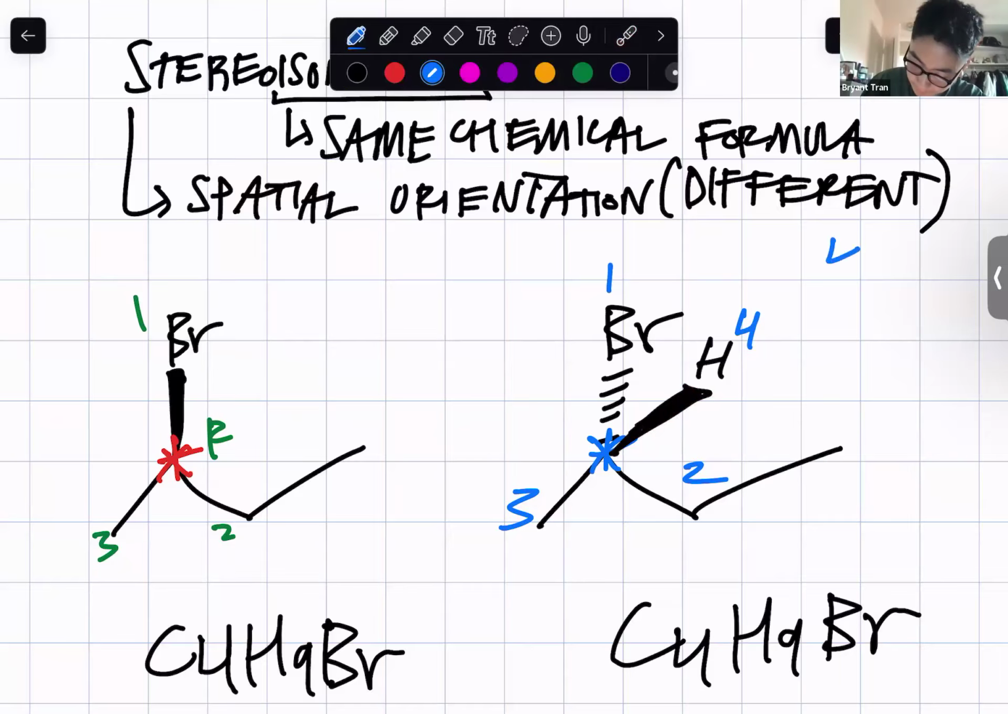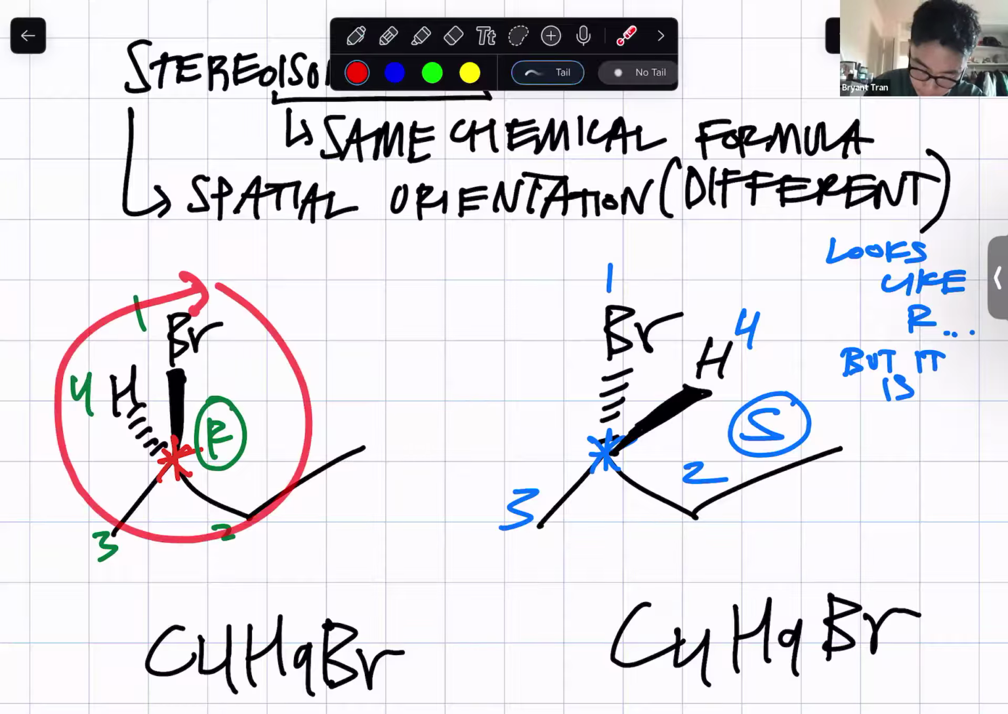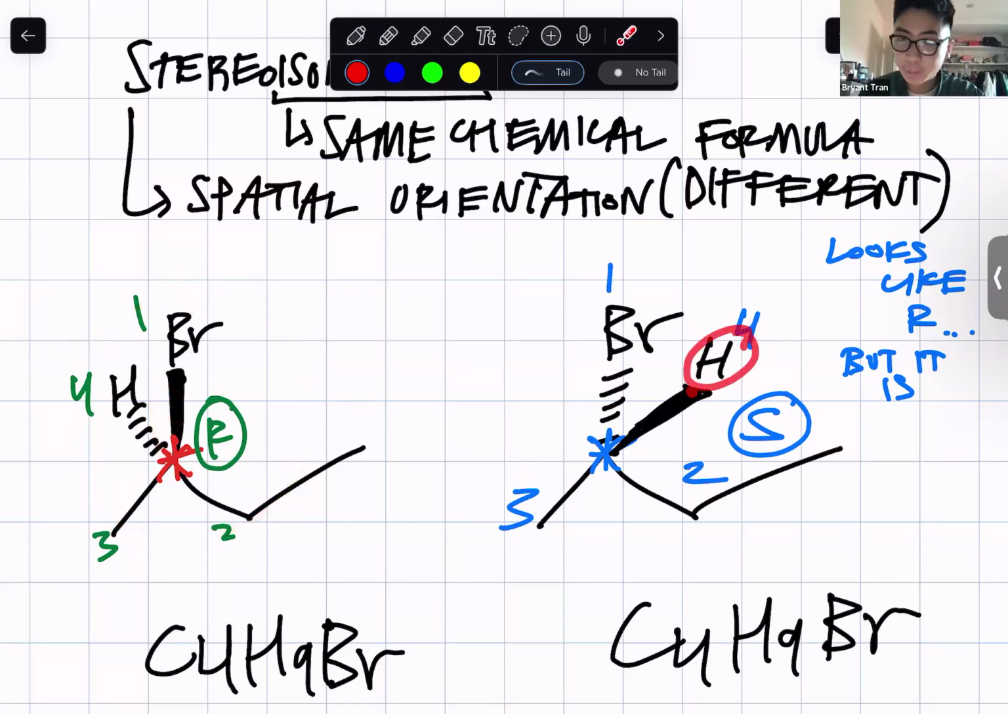It looks like an R, but it is an S instead, right? Because if you look at the previous one over here, the hydrogen, the lowest priority group, is already on the backside, so we don't have to invert or flip anything. We could just do it normally, which is R clockwise. But in this case here, we would have to invert it at the end because the lowest priority group hydrogen is not on the dash on the back, like that, right?